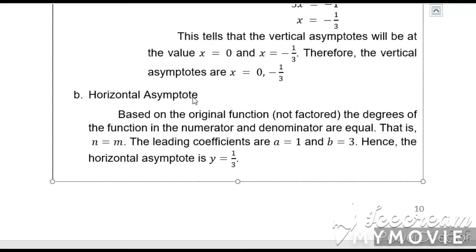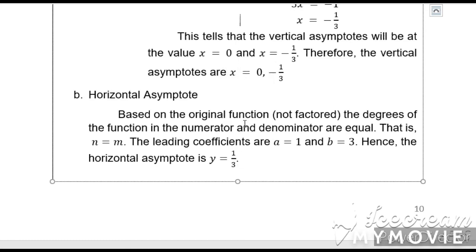Let's now find the horizontal asymptote. Based on the original function, not factored, the degrees of the numerator and denominator are equal. That is n equals m. So the leading coefficients are a equals 1 and b equals 3. Hence, the horizontal asymptote is y equals 1/3.